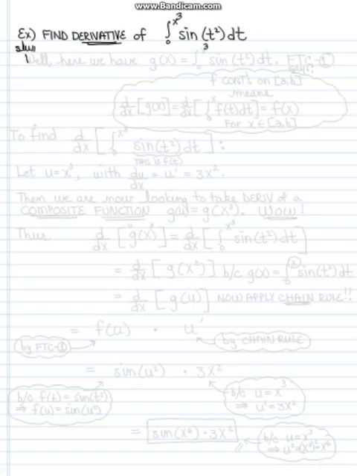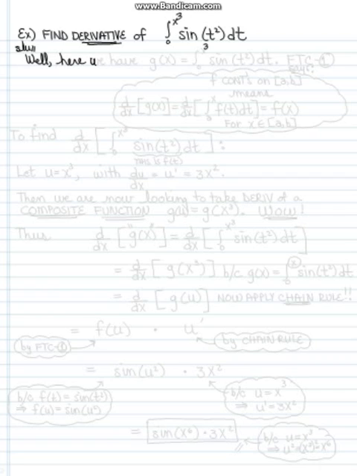Alrighty, let's do another one that's even more complicated because now the upper limit of this integral function is no longer x. No, look at it. It's x cubed. Oh my gosh, I feel like a composite function is coming here. Here's the deal. We're asked to find the derivative of the integral from the lower limit 0 to the upper limit x cubed of sine of t squared dt.